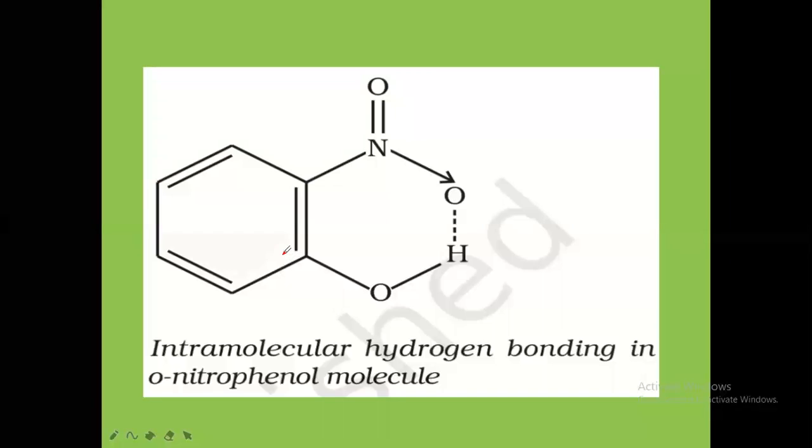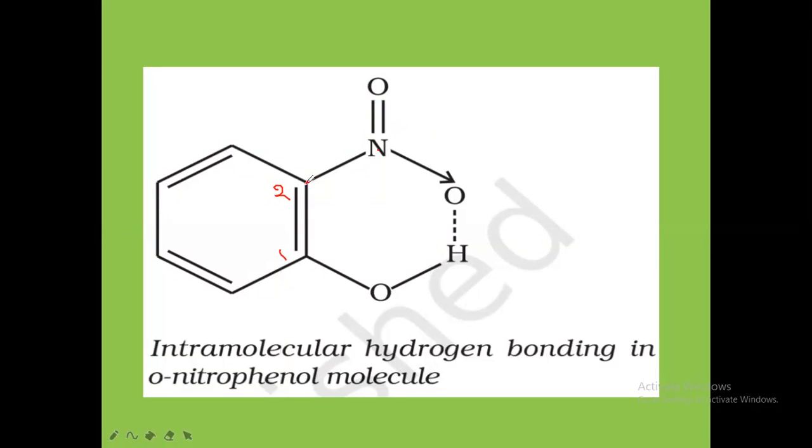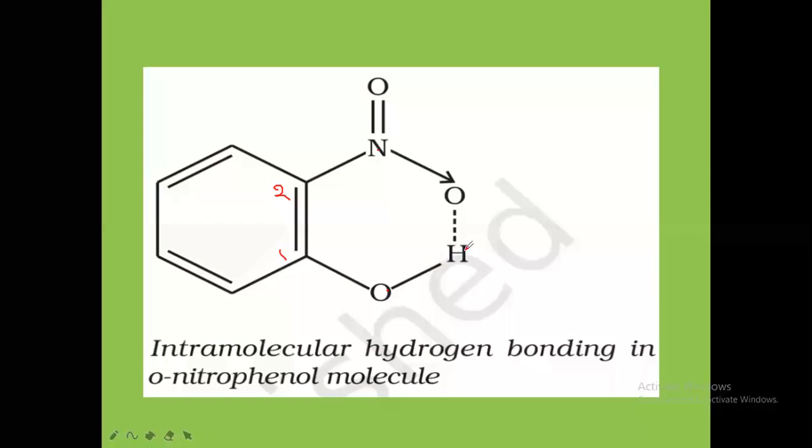Wherever the OH group is attached, that is taken as the first carbon, and the next one as the second carbon. On the second carbon there is an NO2 group, which means a nitro group. To the first carbon, the OH alcohol group is attached. Here we have to understand that the hydrogen atom of the OH group and the oxygen atom of the NO2 group will be bonded by hydrogen bonding. There will be a weak electrostatic attractive force between H and O.